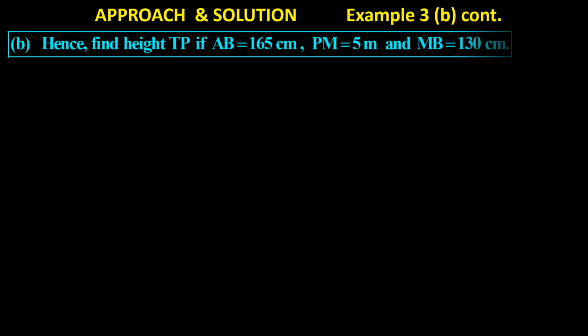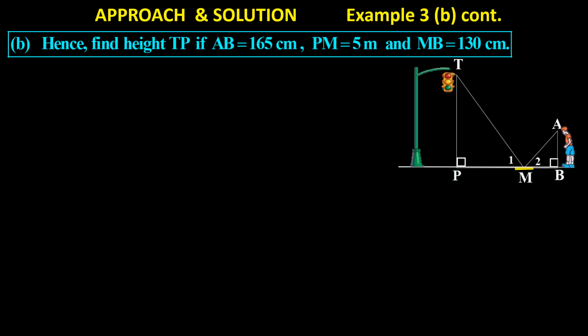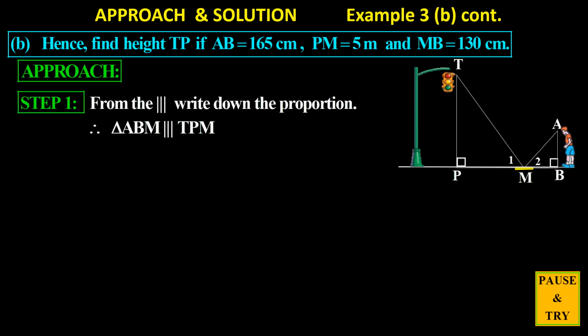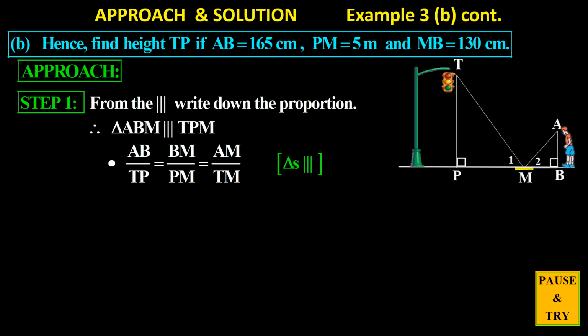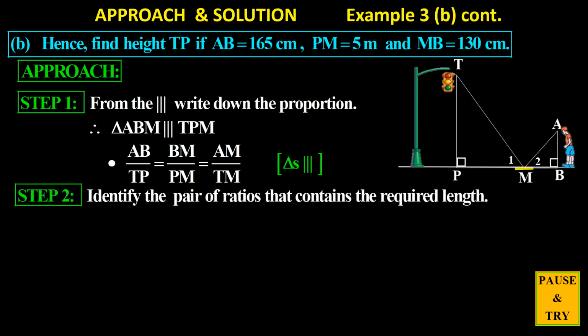Let's look at the second question of this example. We want to find the height TP. Remember, that was his objective. You want to find the height of the traffic light pole. Okay. So we just proved that the two triangles were similar, right? Now if they're similar, then their corresponding sides are in proportion. So let's get the, there's ABM. So what can we get there? AB over TP, BM over PM, AM over TM. So there's our proportion there.